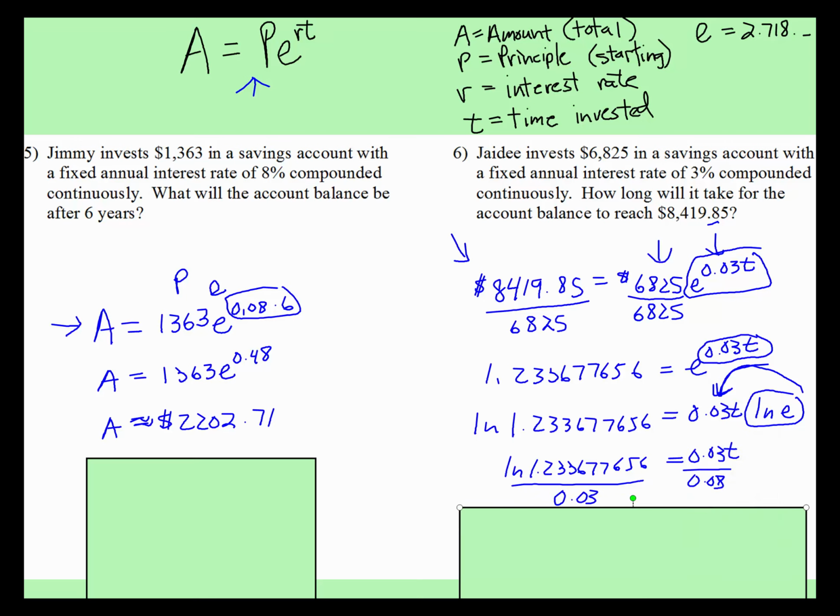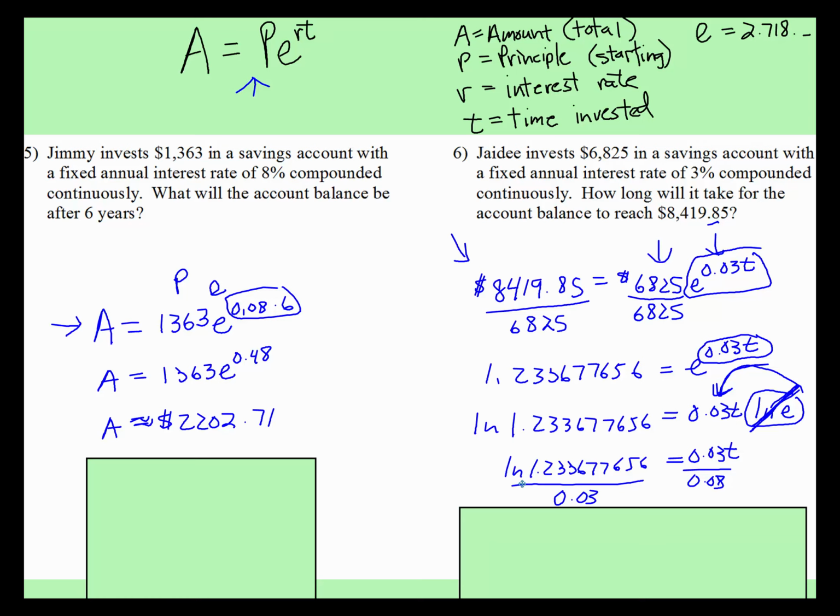Yeah, and I went ahead, I didn't do that. The natural log of e, if you plug that in, it just cancels to 1. They cancel each other out. And what you have left is 0.03t. So we're going to divide both sides by that because it's attached by multiplication. You're going to divide both sides.